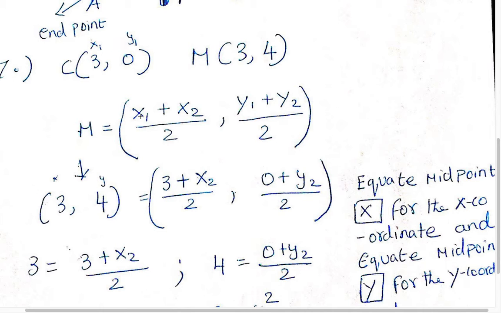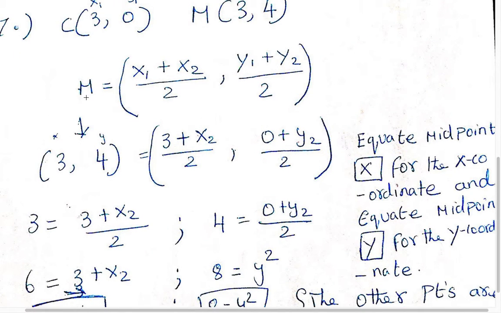Midpoint M equals (x1 plus x2) all over 2, comma, (y1 plus y2) all over 2. So remember, the comma is the most important thing. This is a separate equation that you're going to equate to M.